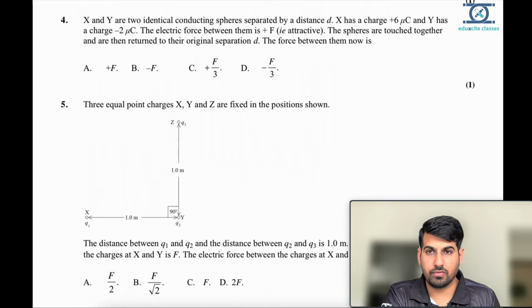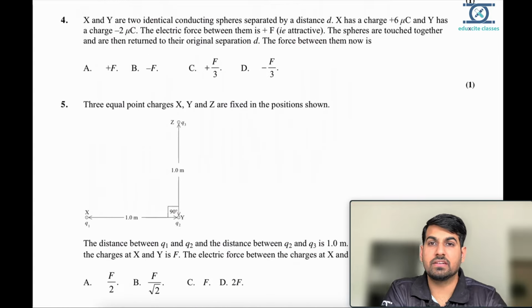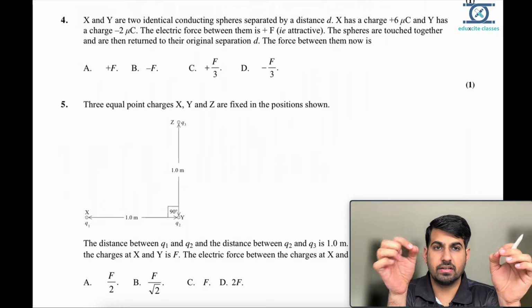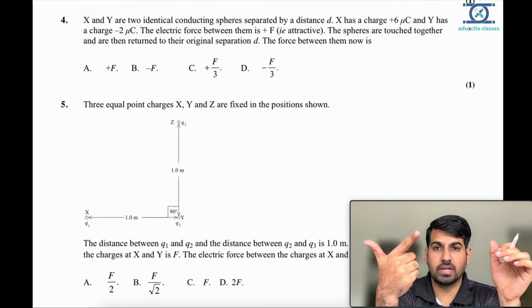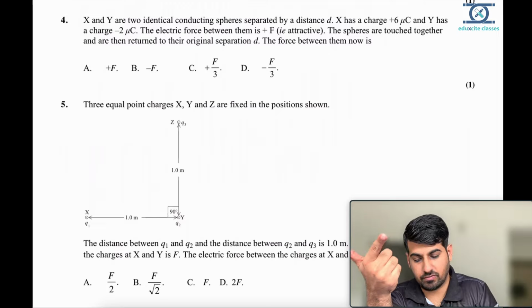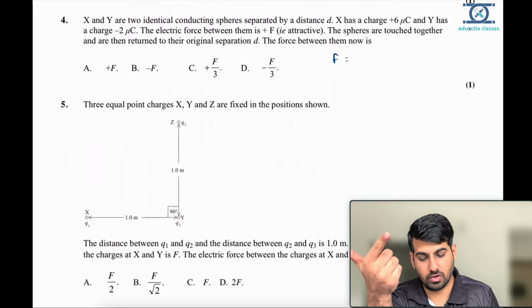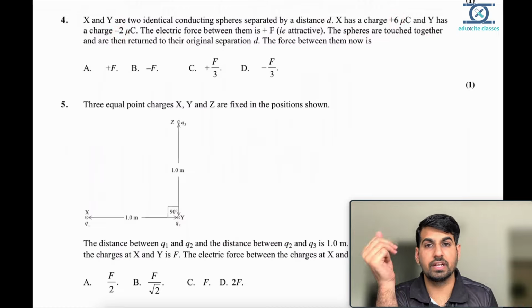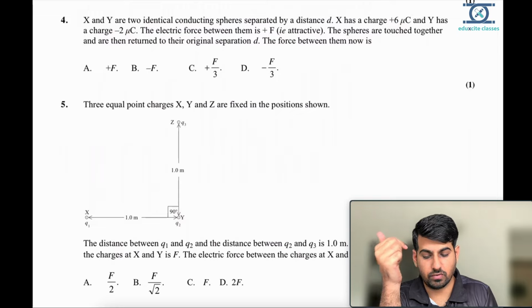Now question number 4. X and Y are two identical conducting spheres separated by a distance d. X has plus 6, Y has minus 2, and the electric force between them is plus F. The force F is attractive because one is positive and one is negative. The spheres are touched together, there is physical contact, and they are separated again to the same distance d. Now what will the force be?